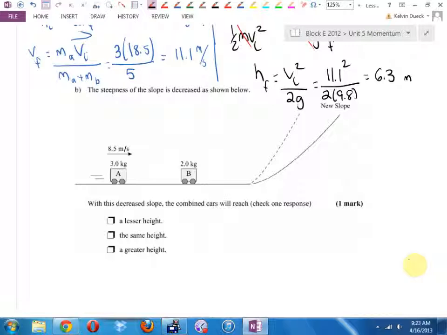If we decrease the slope so the hill is not as steep, who says the first answer, it's not going to go as high, lesser height? Who says the second answer, same height? 4, 5, 6, 7, 8, 9, 10, 11. And then we have Jordan, who jumps on the peer pressure bandwagon to make it 12. Who says a greater height? 1, 2, 3, 4. Okay, convince me. Someone's wrong. Someone's right.